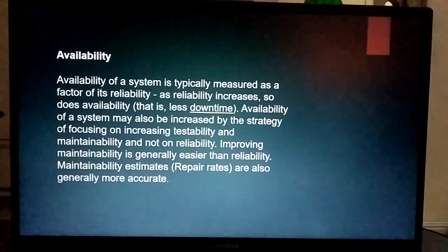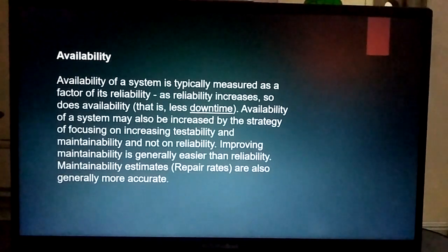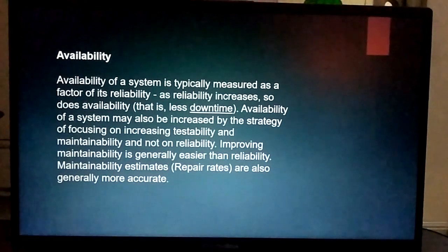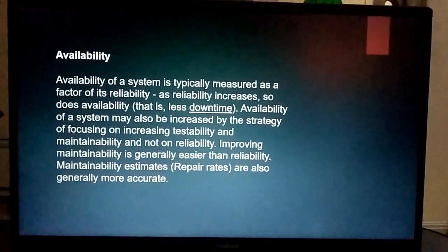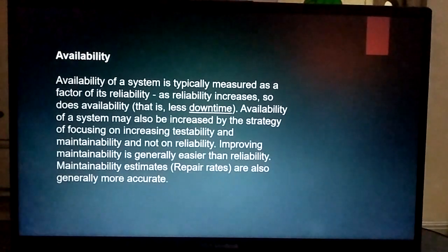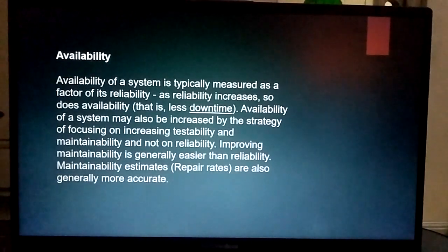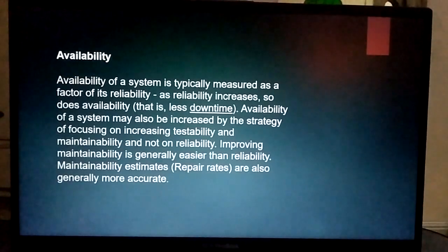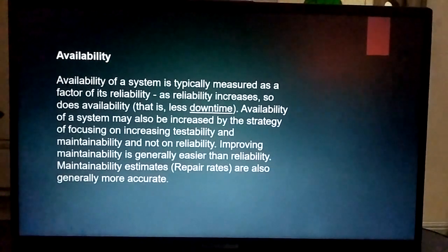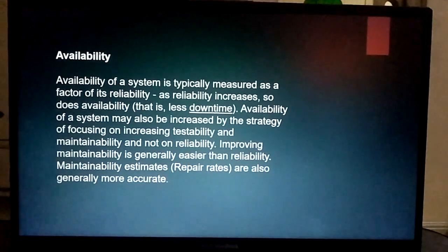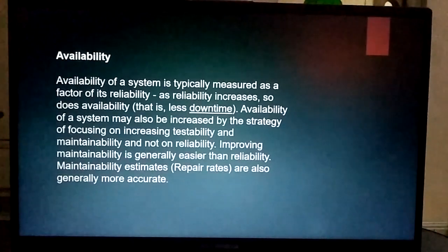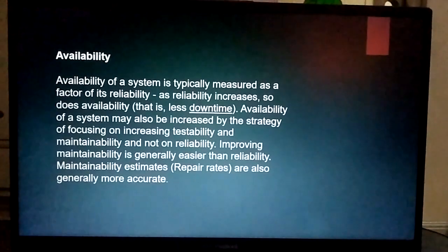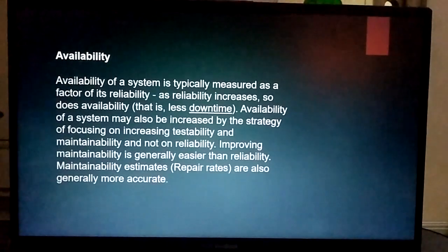Availability. Availability of a system is typically measured as a factor of reliability. As reliability increases, so does availability, that is, less downtime. Availability of a system may also be increased by the strategy of focusing on increasing testability and maintainability and not on reliability. Improving maintainability is generally easier than reliability. Maintainability estimates or repair rates are also generally more accurate.